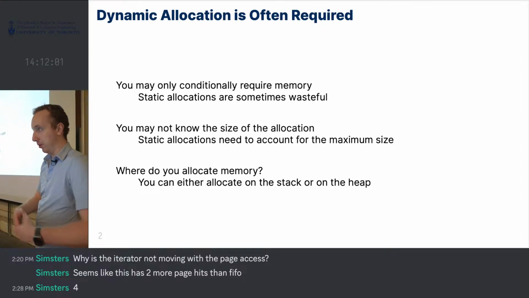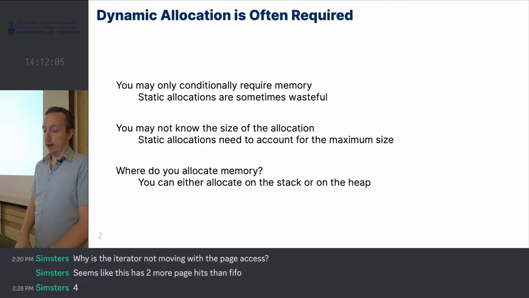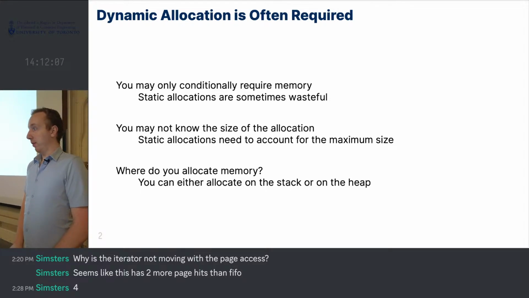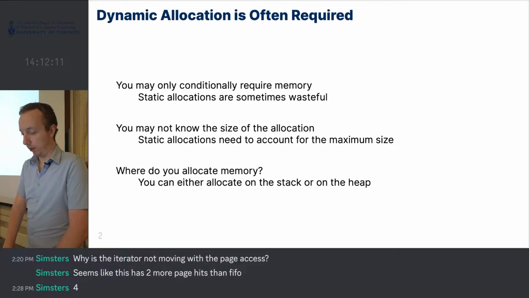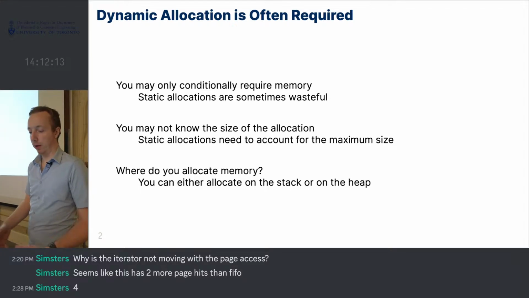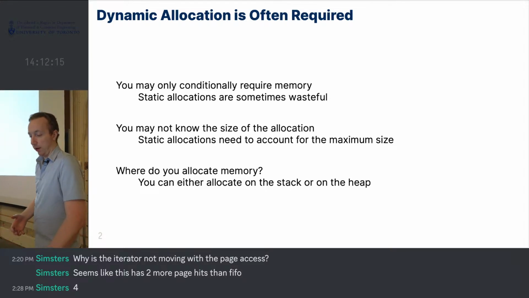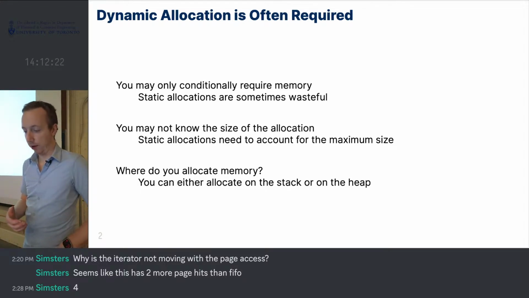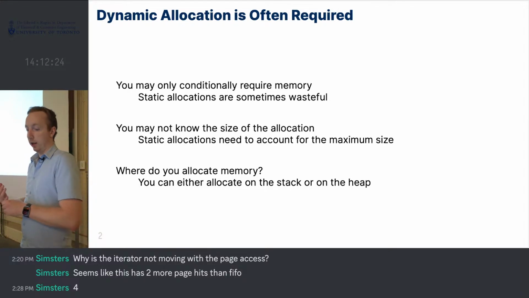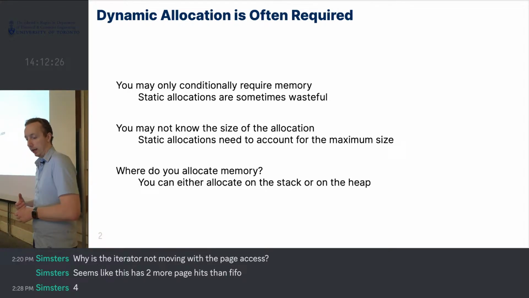If you don't know how much memory you need ahead of time, you have to do dynamic allocations. If you don't know the size when you compile the program, then you just have to do malloc. Static allocations need to account for the maximum size. Other than that, we have to use dynamic allocations. So the question is, where do you allocate memory? You can either allocate it on the stack or the heap.